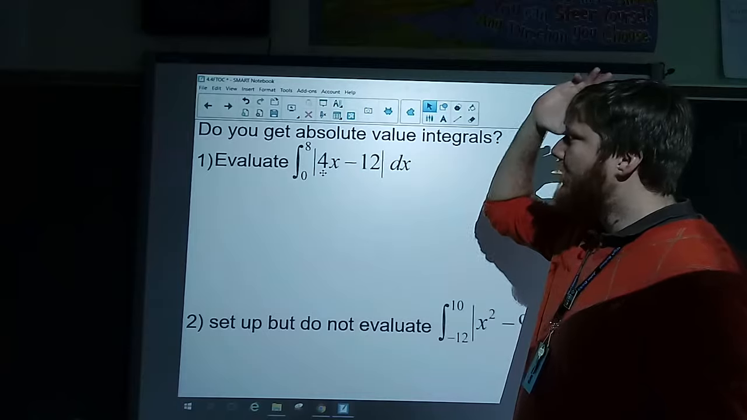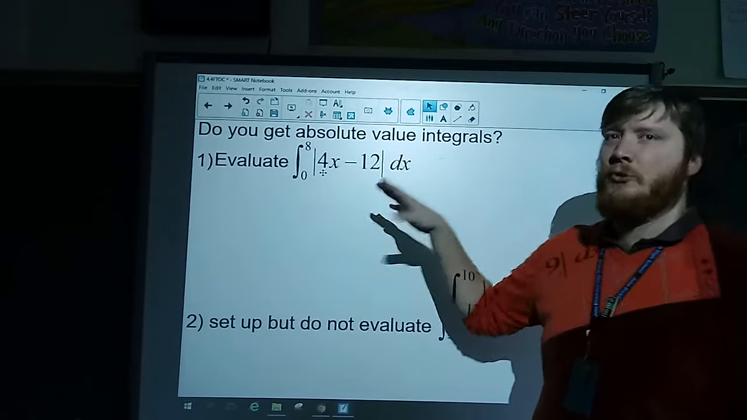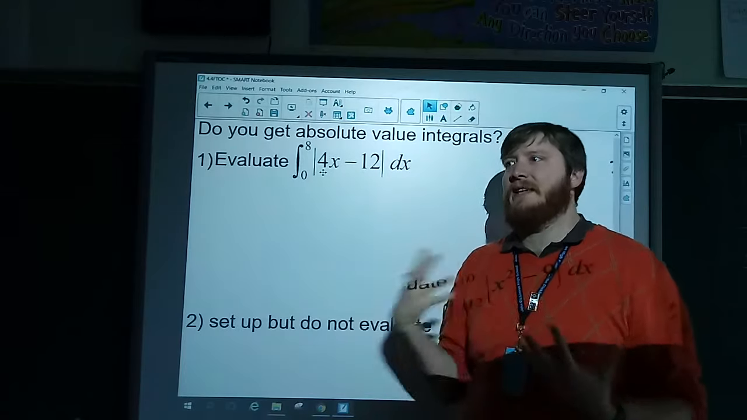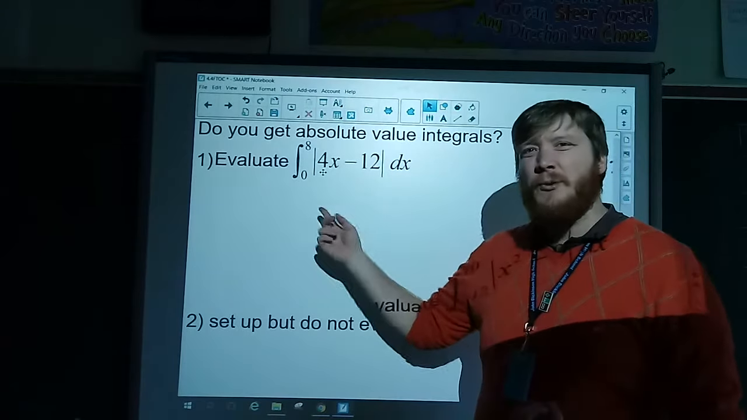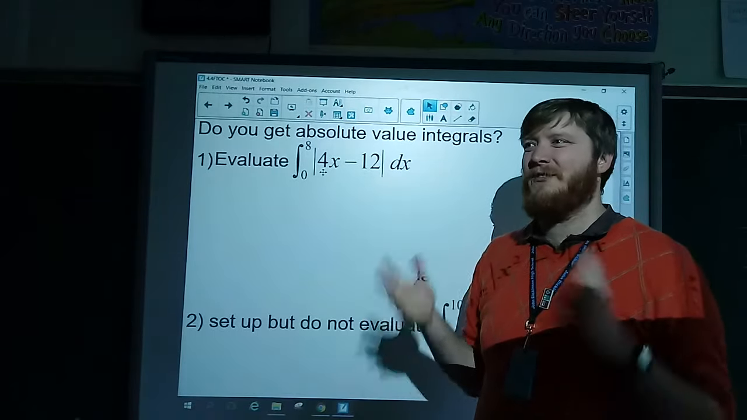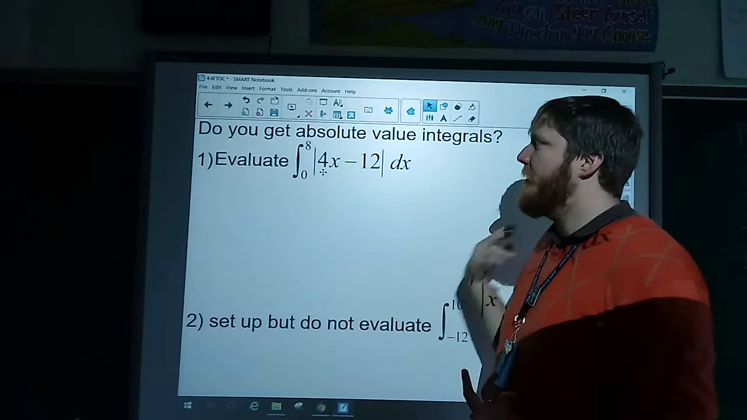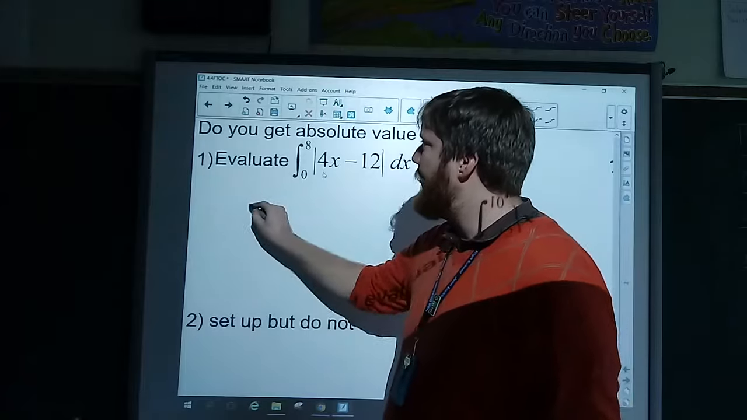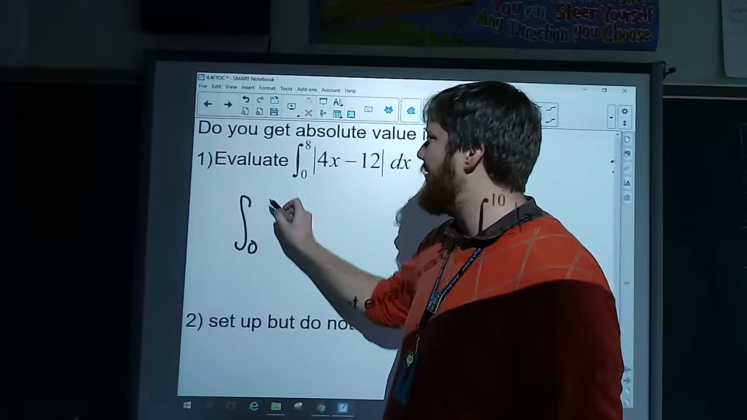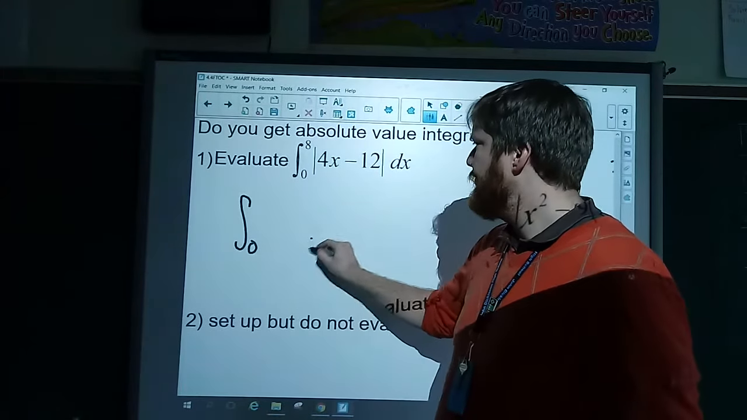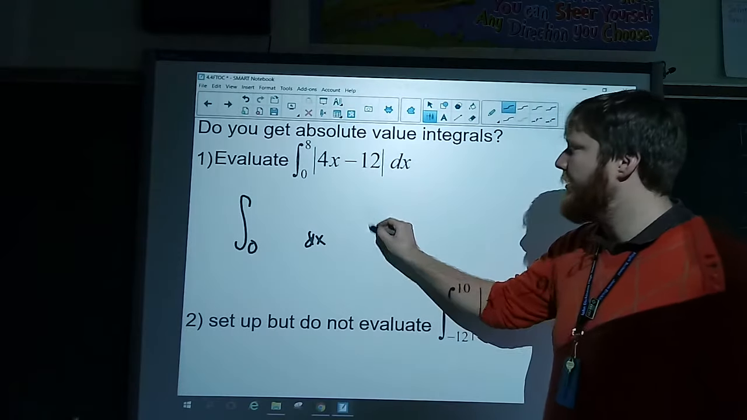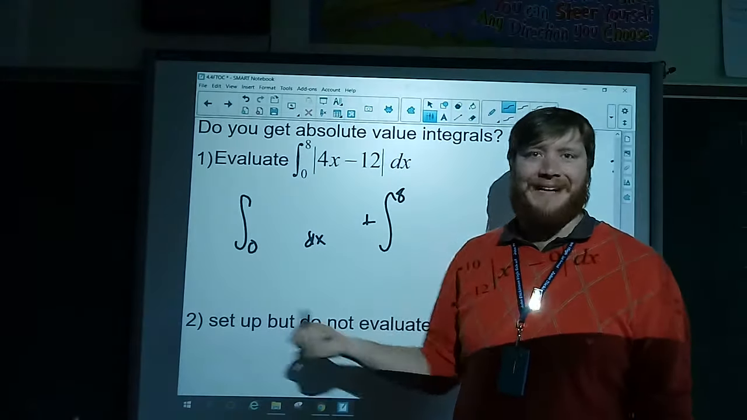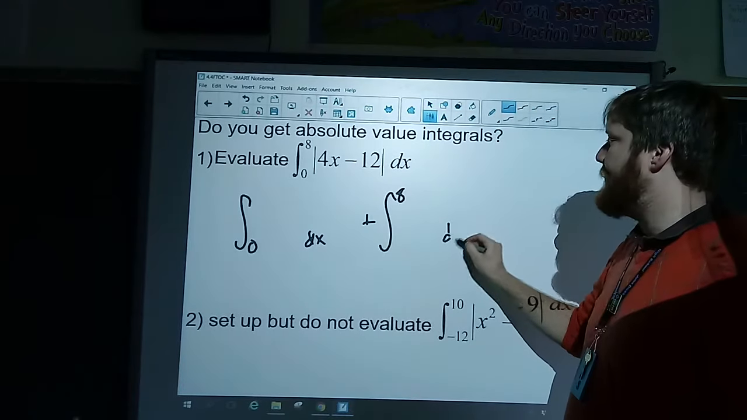So last class we talked about this special case of an integral where we have an absolute value and we can't just take the integral as it is. I don't know whose derivative turns into 4x minus 12 within the absolute value. So because of that, we have to break this up into two separate integrals. One of them is going to be from 0 to something, and the other one is going to be from something to 8. And that something is going to be the same, and we just have to find it.